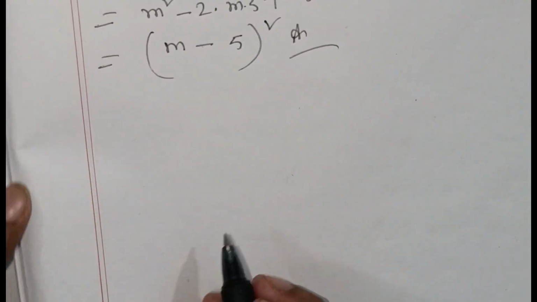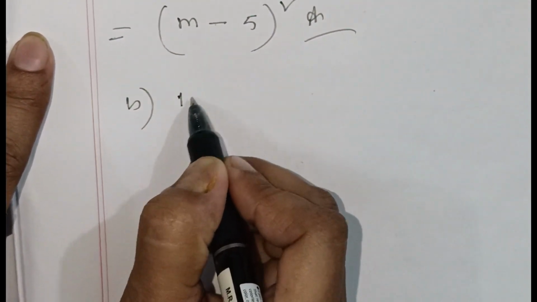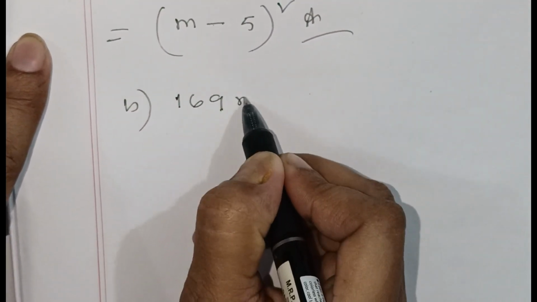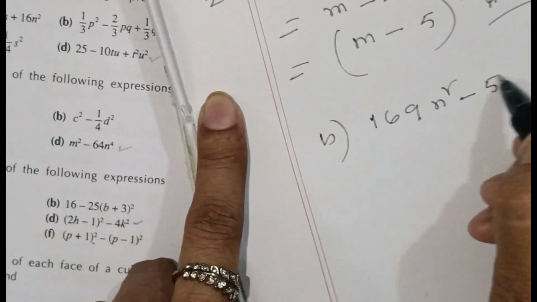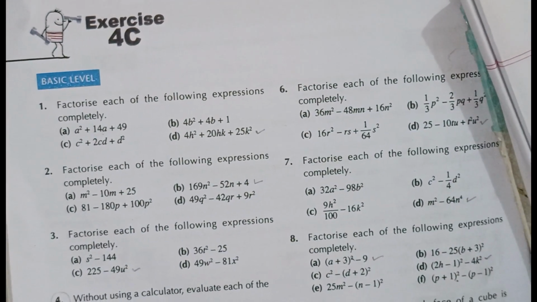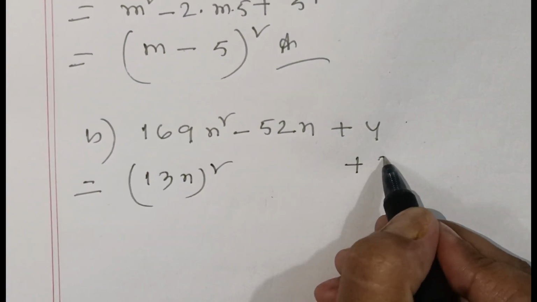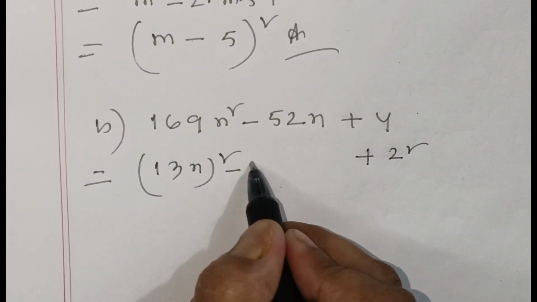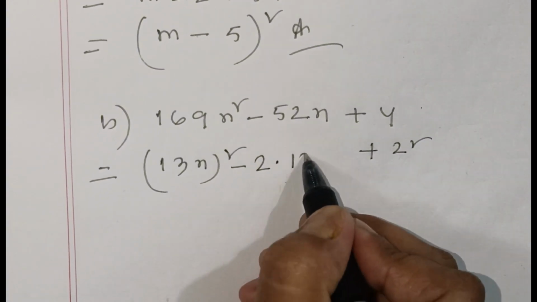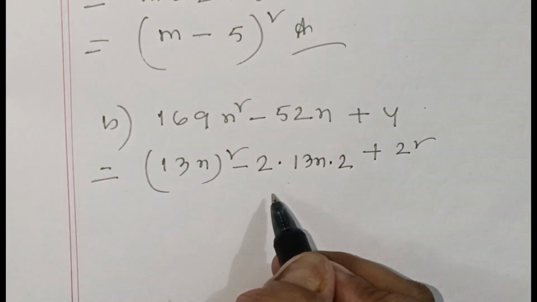Now see, let's do part b also. 169n square minus 52n plus 4. So 169 we break down as 13n whole square, and 4 we have to break down as 2 whole square. So again, formula 2: a means 13n and b means 2. So you can calculate this.